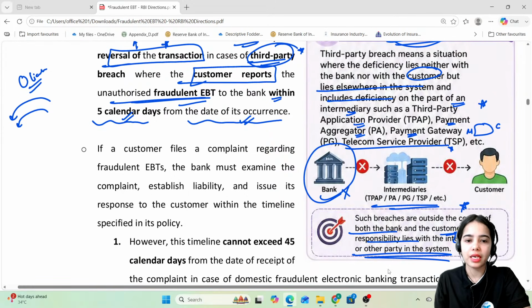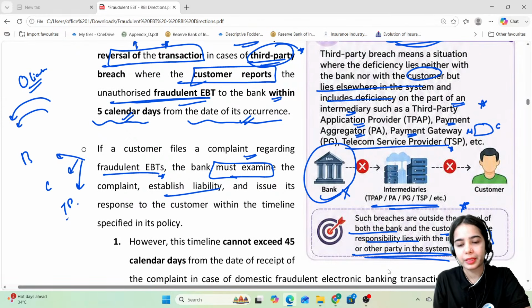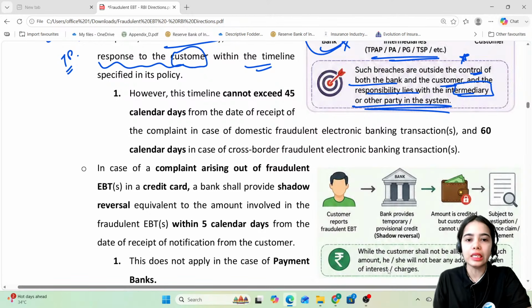If a customer files a complaint regarding fraudulent EBTs, the bank must examine the complaint, establish the liability, whether it is the liability of the bank, the liability of the customer, or the negligence of a third party, and issue its response to the customer within the timeline specified in the policy. So basically, the timeline cannot exceed 45 calendar days.